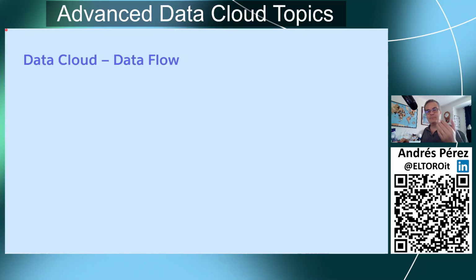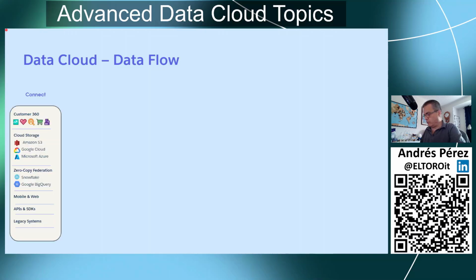And what is the process in Data Cloud to work with that data? So this slide I call the Data Cloud data flow, because it indicates how the data flows in Data Cloud. We start with the connection, where we connect to different sources from Salesforce.